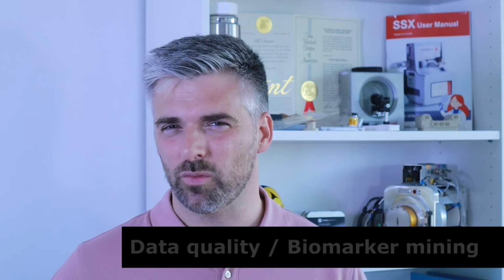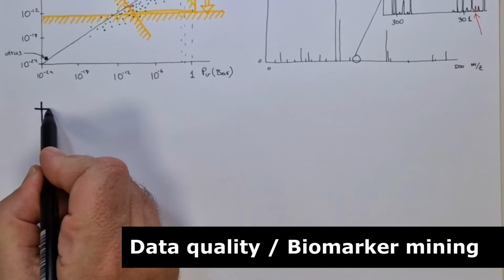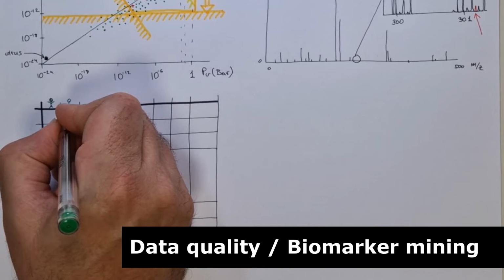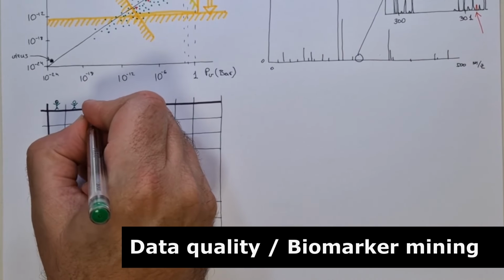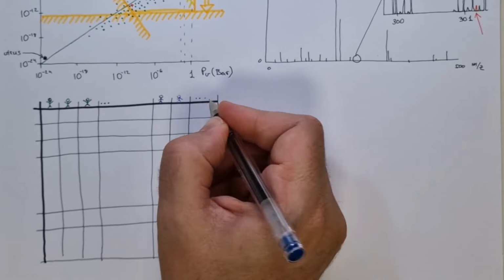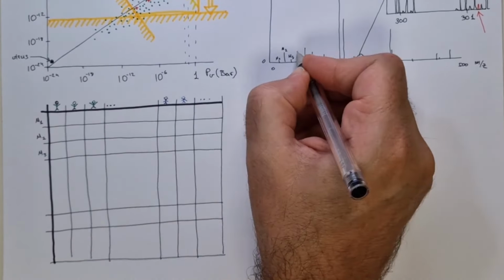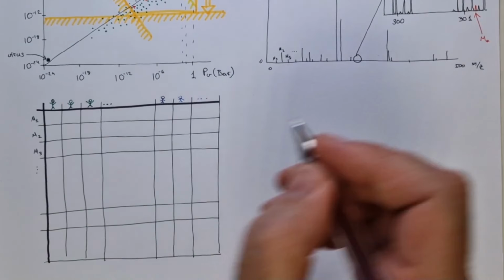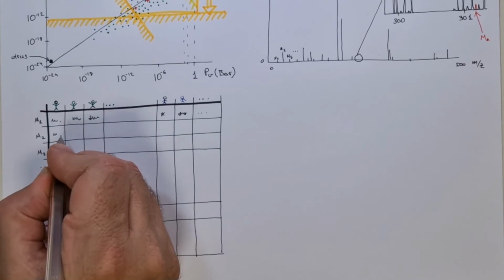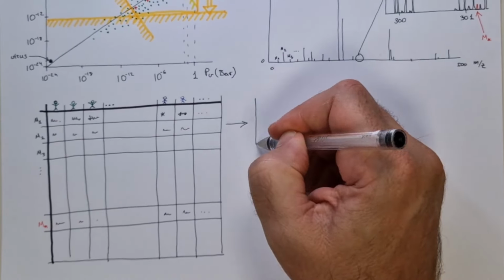Data quality? Confounding factors? What is that? Why does it even matter? Let's illustrate this with an example of what biomarker identification looks like. We take two groups of people, one with the disease, one without, and measure the chemical composition of their breath. The result is a table like this. There is a row for each signal and a column for each person. And each value is the measured concentration of that molecule in that person's breath.